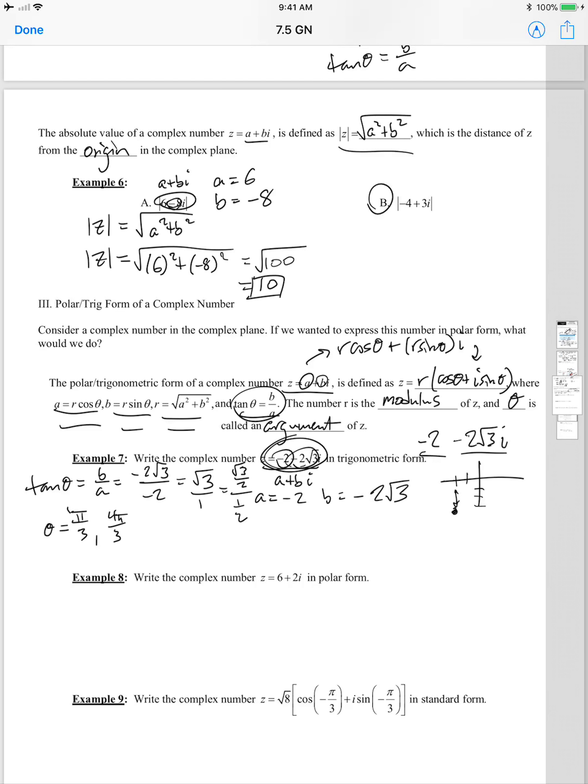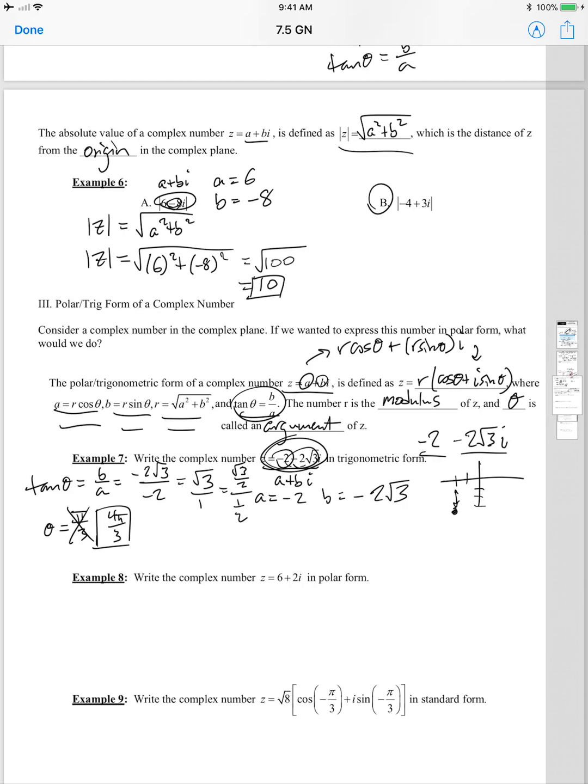The answer is 4 pi over 3. So that is my theta. So we have to think about where this complex number actually exists in the complex plane and then eliminate the other angle that we would get when we solve this equation. I know that's a lot. Pause if you need to and process that. Think about what I'm saying. Listen to what I just said again if you need to.